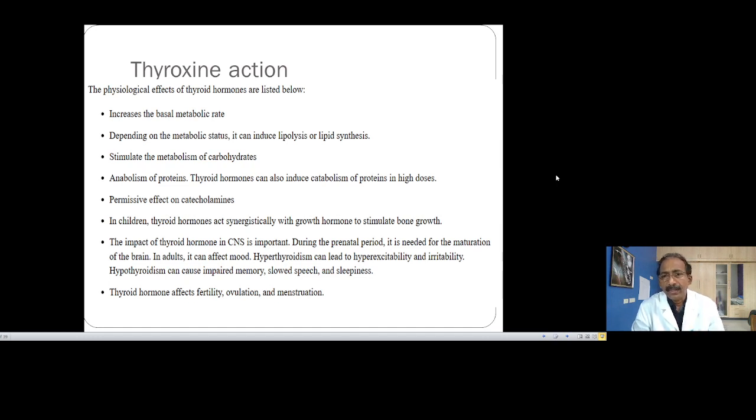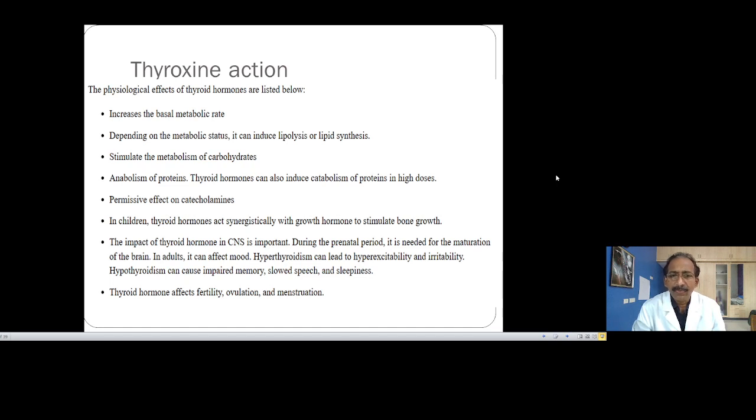So it is involved in growth, and the impact of thyroid hormone on the CNS, the neurological system, is very important during the prenatal period. It is needed for the maturation of the brain. In adults, it can affect the mood. Hyperthyroidism can lead to hyperexcitability and irritability. You all know that. Hypothyroidism can cause impaired memory, slowed speech, and sleepiness as well.